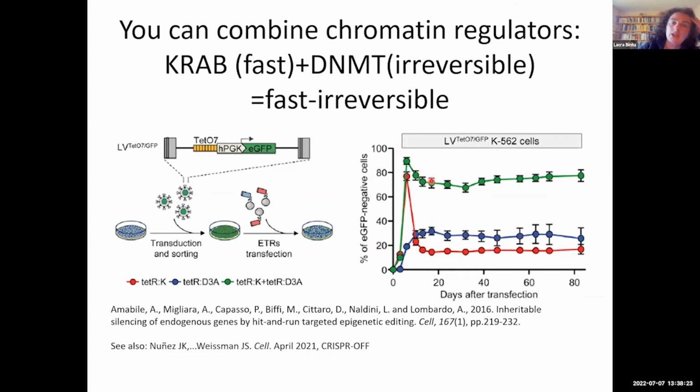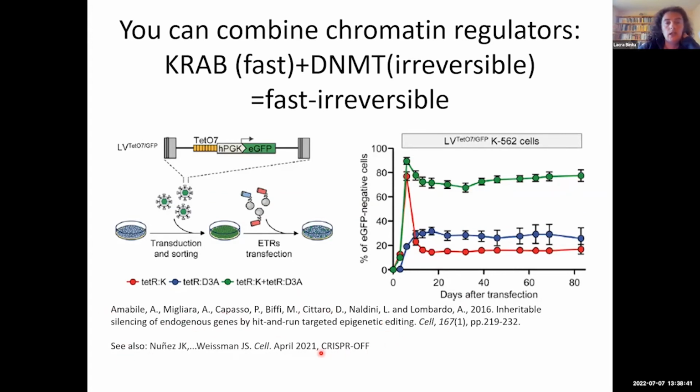But then you can combine them. They actually combined them, and they said, okay, if you combine KRAB with the DNA methylase, you can get, from just a transient targeting of the gene, something that acts fast and has epigenetic memory. And people are very excited about that. So this was the paper in 2016.